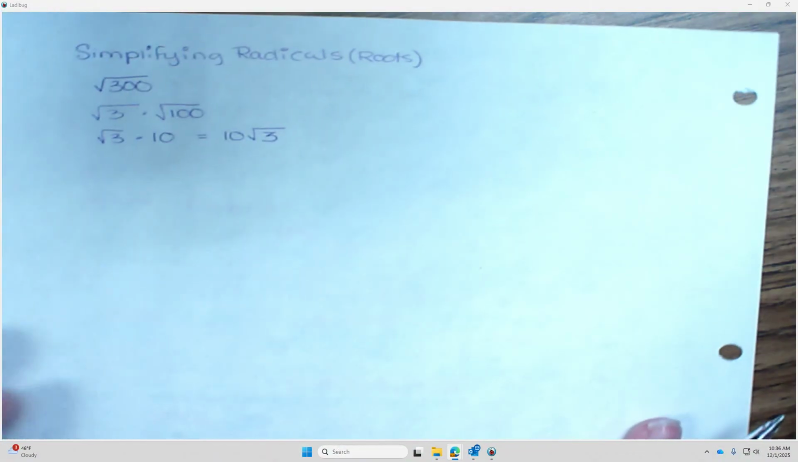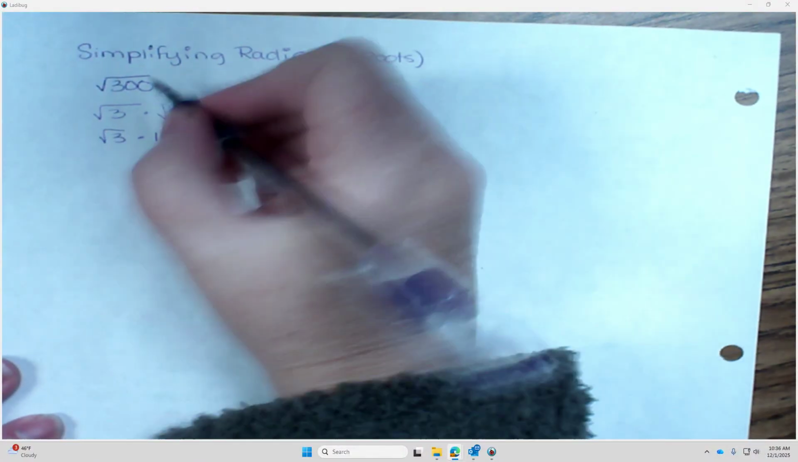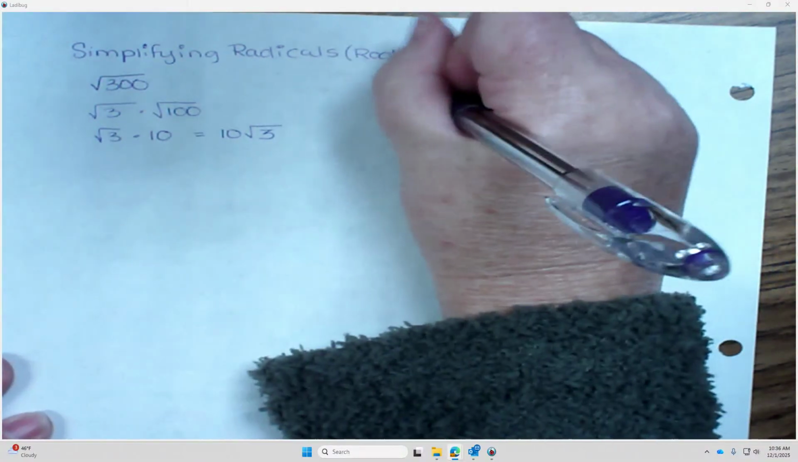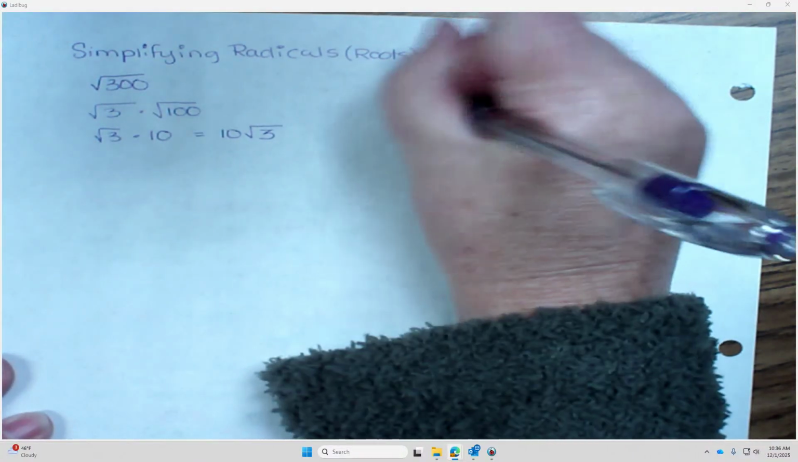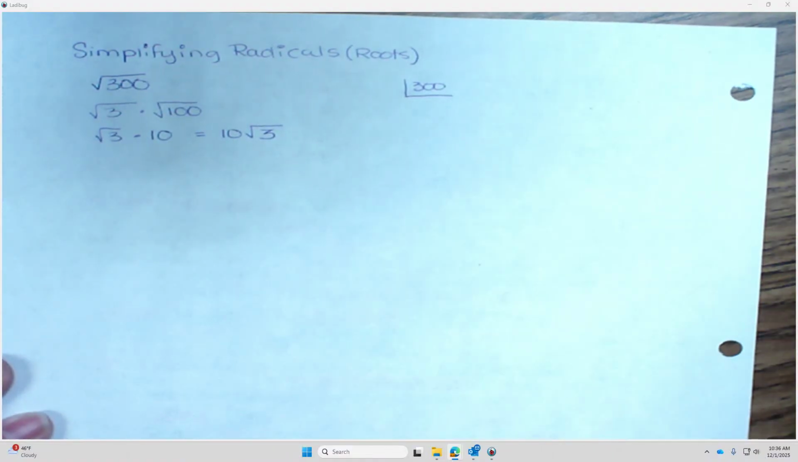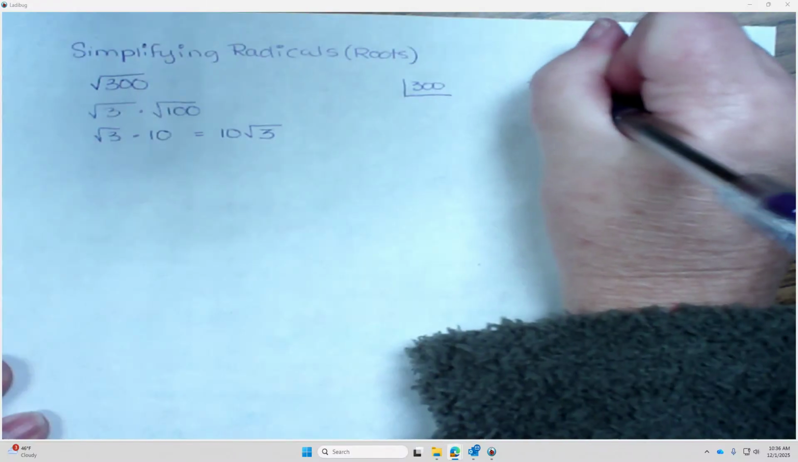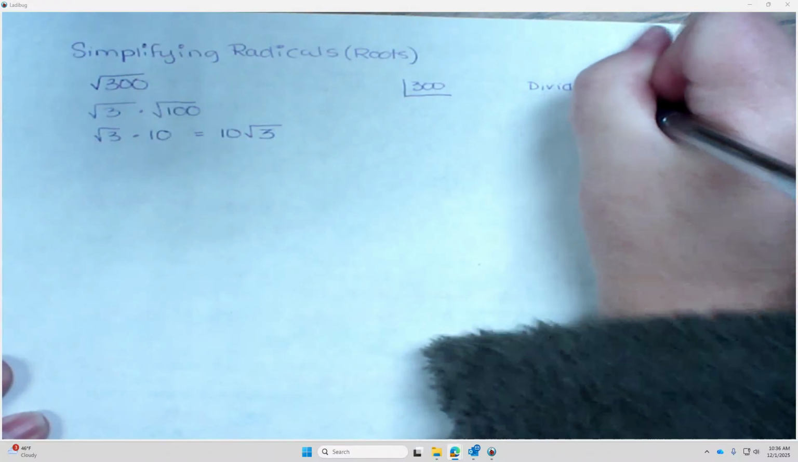All right, now I'm going to show you, what if you didn't see that it was 3 times 100? What if it's something you don't see? So I'm going to show you a way of simplifying radicals called upside down division. We're going to take this number 300, and instead of putting a long division sign, we're going to put an upside down long division sign like so. And we are going to divide by prime numbers.